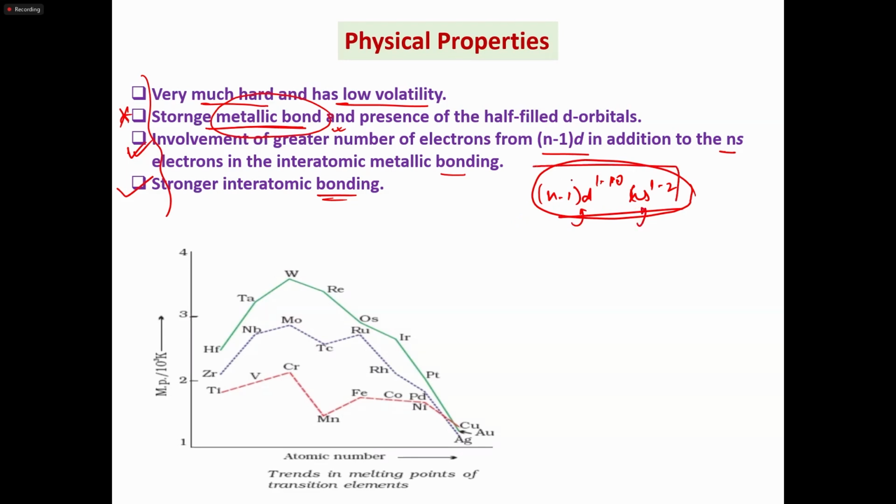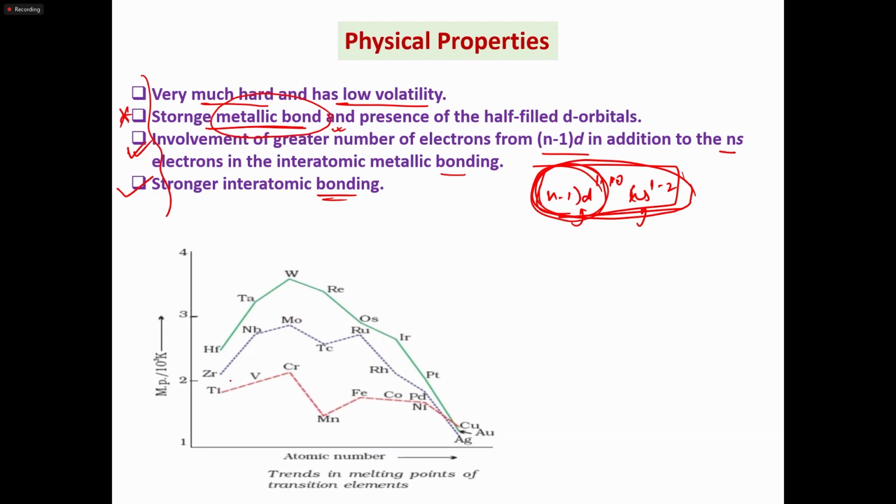So these are the valence orbitals also. These orbitals are going to participate when forming a metallic bond. Here, the (n-1)d orbitals. When the d orbital electrons are more involved in forming the metallic bond, then they have a strong metallic bond.